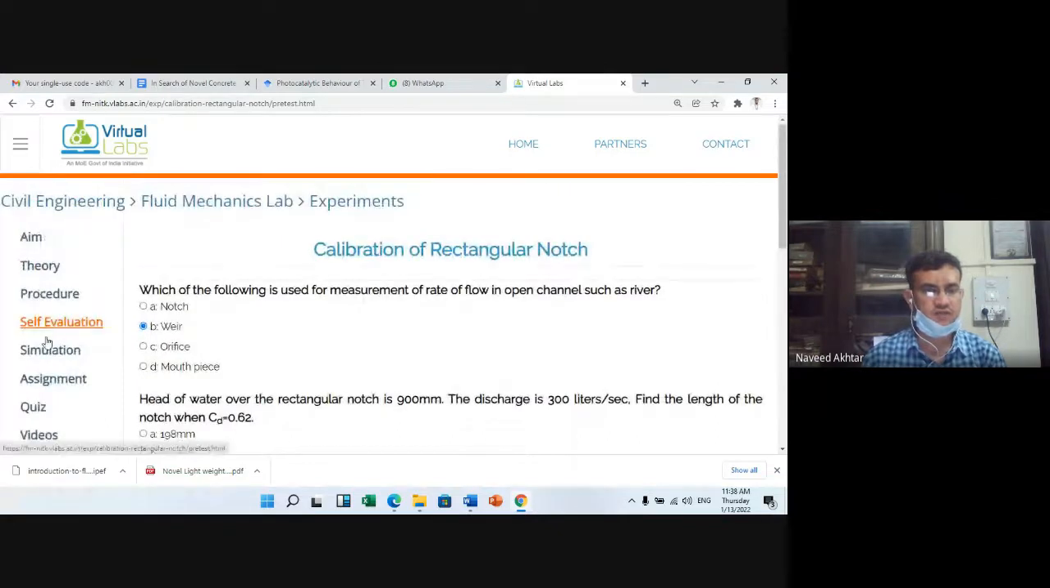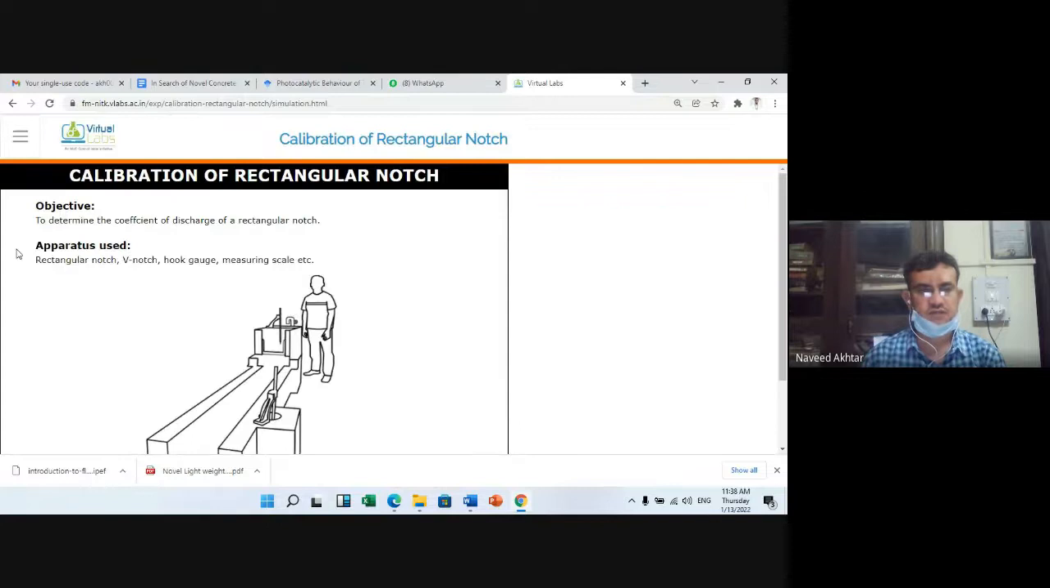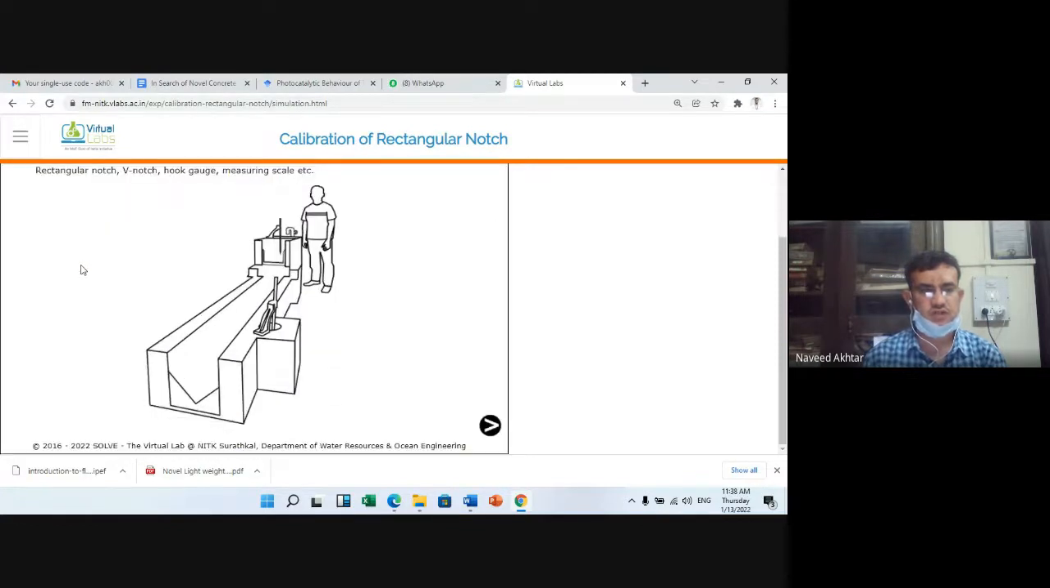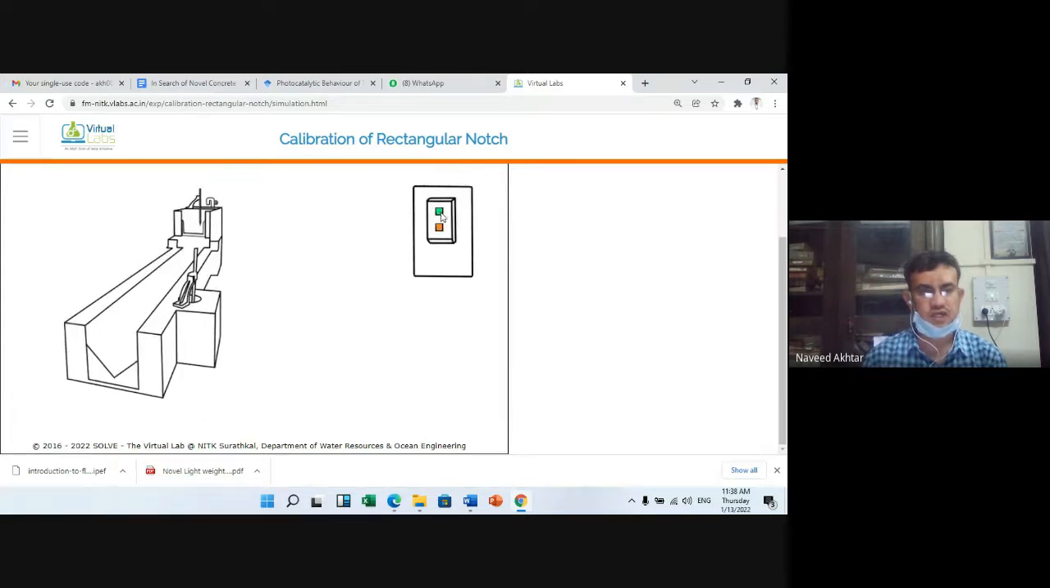Now we will go for the simulation part. This is our objective: to determine the coefficient of discharge for a rectangular notch. Here we have to put the rectangular notch and then go for the next. Start the pump. The green button is the start button. The pump is started. Now we'll go to the next.